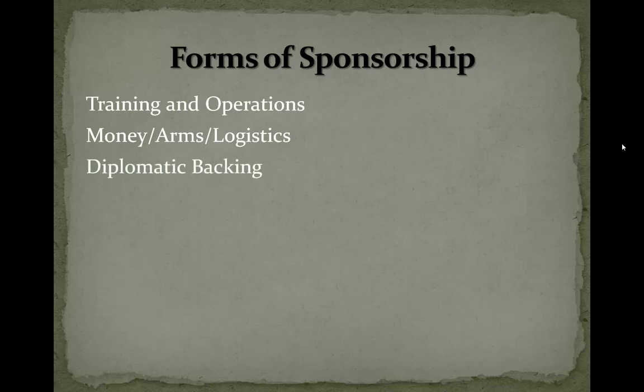Diplomatic backing is another way of sponsoring a terrorist group, and this is basically where a state uses its influence to endorse a group or its cause. And in doing so, it can legitimize a group, which again helps attract recruits and additional money. For example, because of support from several Arab states, by the end of the 1970s, the Palestine Liberation Organization, the PLO, had diplomatic relations with more states than did the State of Israel, even though the PLO was a terrorist organization.